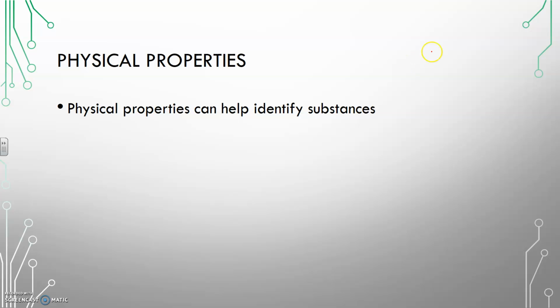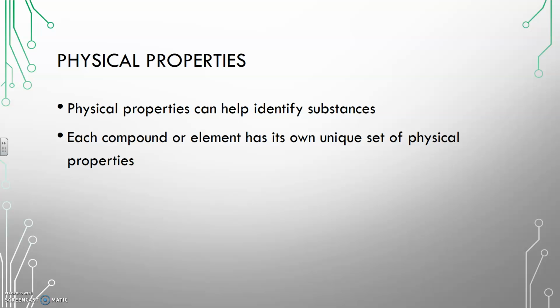Physical properties can actually help identify a substance. A specific combination of physical properties is really unique to each individual compound. Each compound or element has its own unique set of physical properties. Oftentimes you will have to measure multiple different physical properties in order to get complete confidence in your identification of the substance, but sometimes you can do it with just a handful of physical properties.